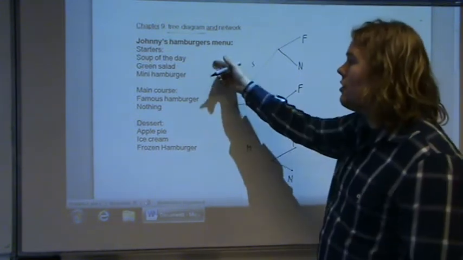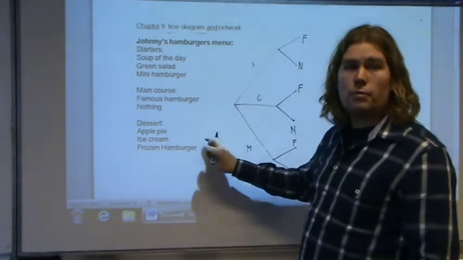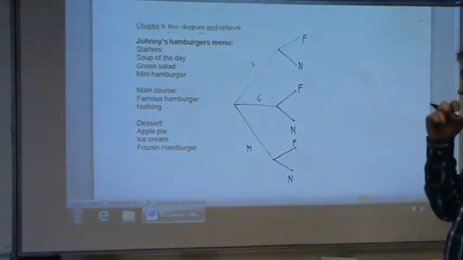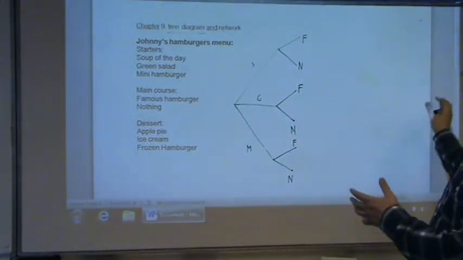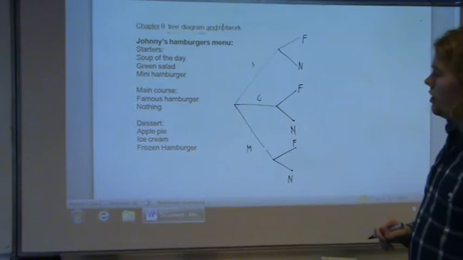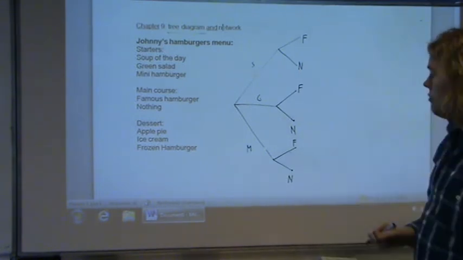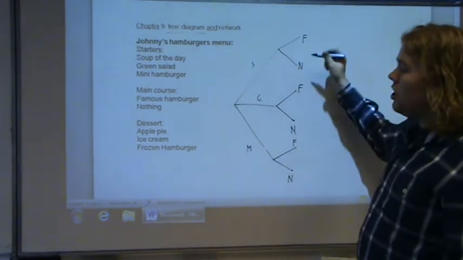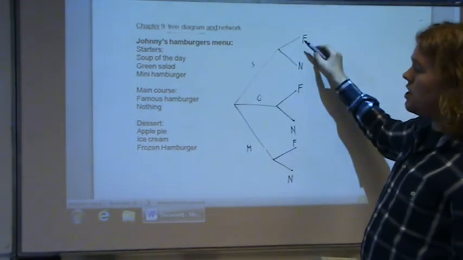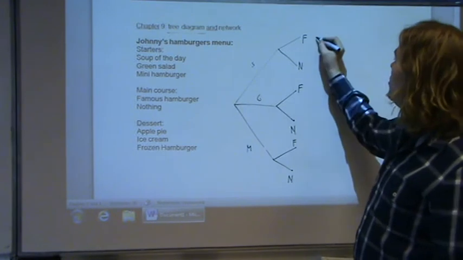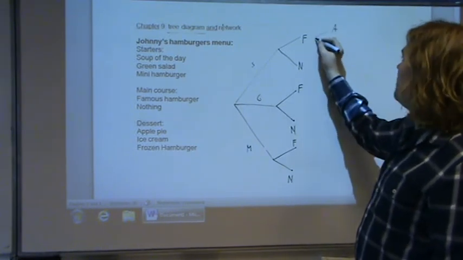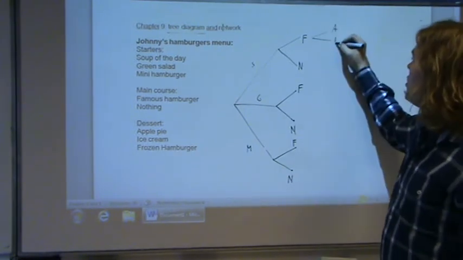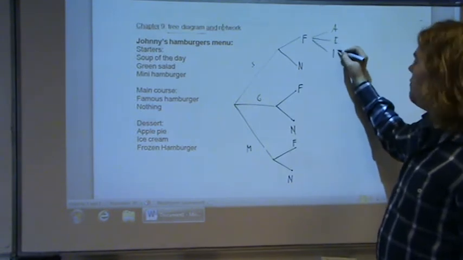But you don't only have the starters and the main course, you also have a dessert. So we have to extend this, and you'll see why it's horrible now, because it takes up a lot of space and it's really messy. I used all the space I could use, and I think I will still have too little room. Okay, you choose soup of the day and famous hamburger. So now you can choose apple pie, ice cream, or frozen hamburger.